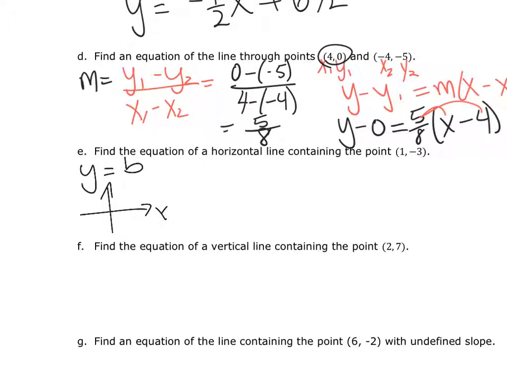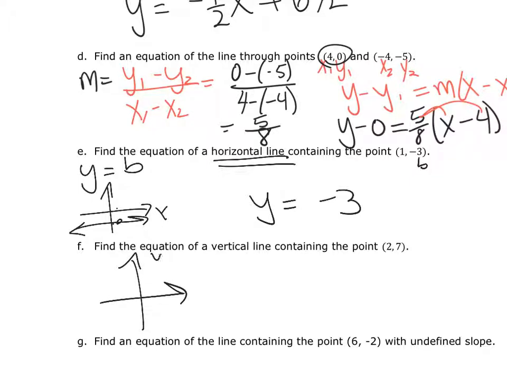Horizontal line is going to go through this point, 1, negative 3. So let me actually put the line where it belongs. It goes through this point right here, 1, negative 3. Here's 1, negative 3. My b value happens to be negative 3. So this is going to be my b value because it's a horizontal line, so I can write this as y equals negative 3.